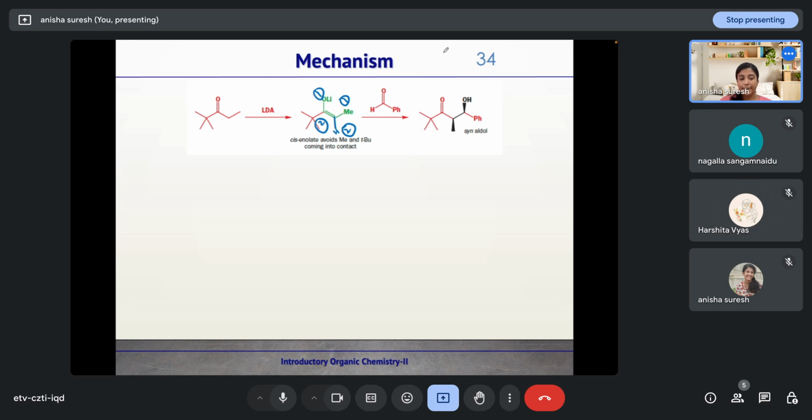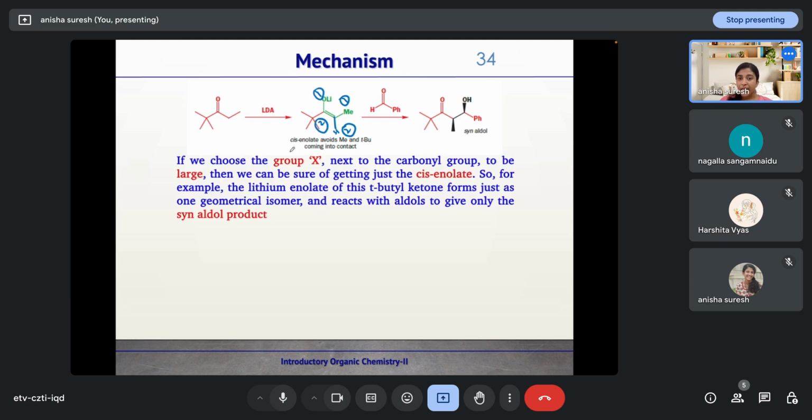Yes, ma'am. Okay. So here, if we choose the group X next to the carbonyl group to be large, then we can be sure of getting just the cis enolate. So for example, the lithium enolate of this tertiary butyl ketone forms just as one geometrical isomer and reacts with aldehydes to give only the syn aldol product.